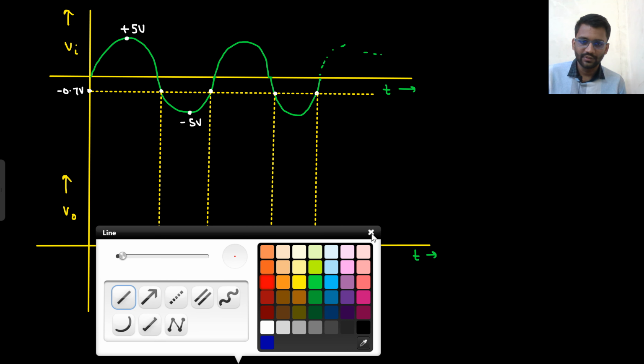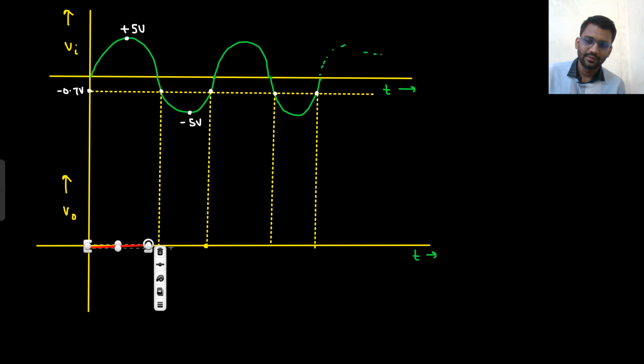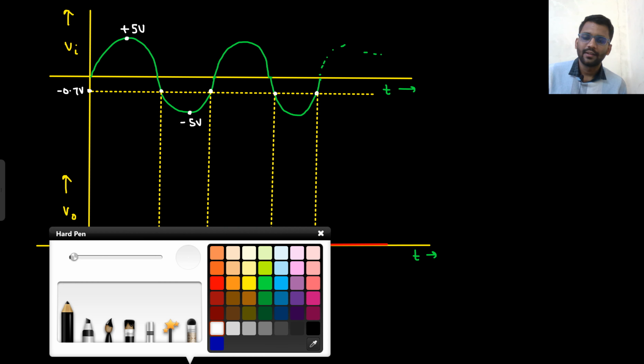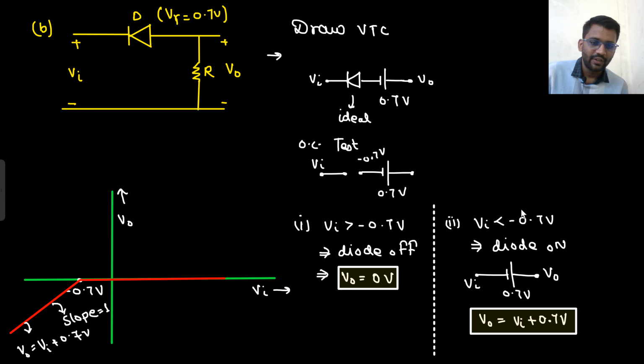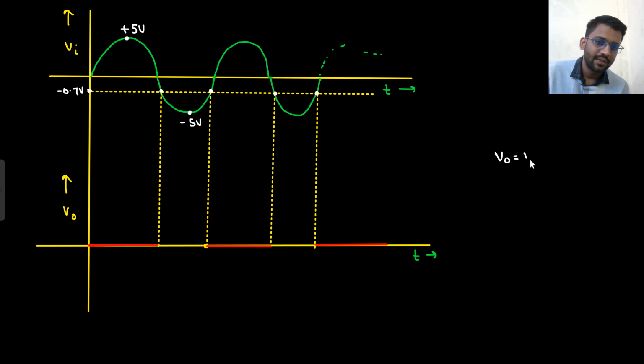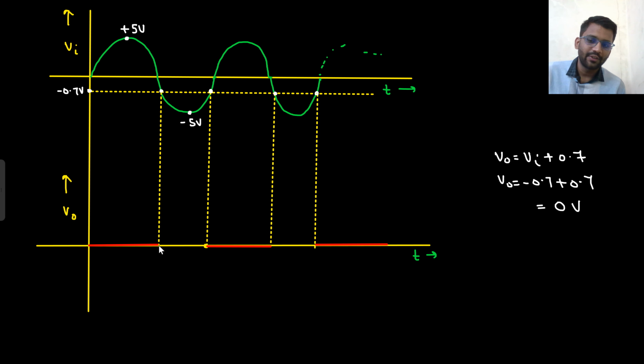Right? So for all these values, your output will be 0. Well and good. Then for V in less than minus 0.7, your output will be V in plus 0.7. So tell me, when V in is minus 0.7, what will be the value of output? Minus 0.7 plus 0.7 will be equal to 0 volt. So when V in is minus 0.7, your output will be 0 volt.